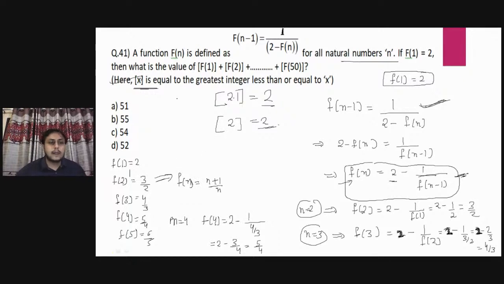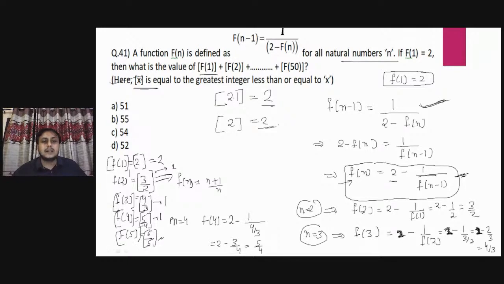And this is the greatest integer function. So you have to find the greatest integer of F1, which equals 2. When you solve this, the greatest integer of 3 by 2 comes out to be 1. For 4 by 3, which is also 1 point something, it should be 1 again. 5 by 4 is also 1 point something, so the greatest integer less than or equal to 5 by 4 is again 1. Similarly, this should be 1.